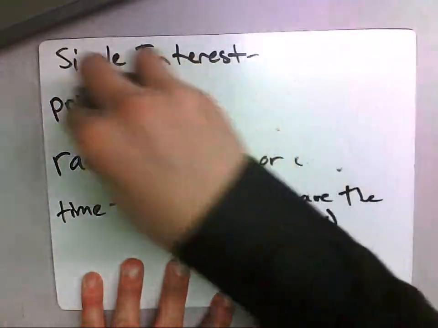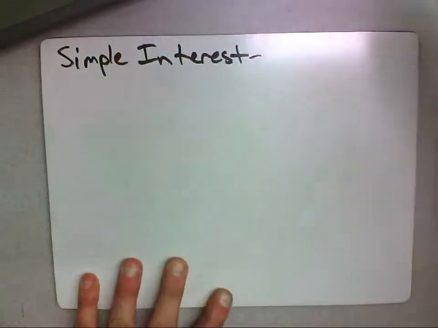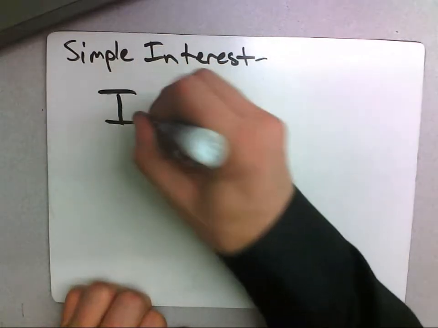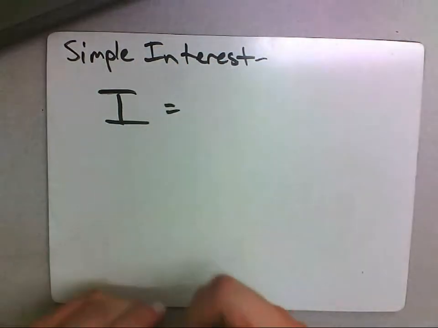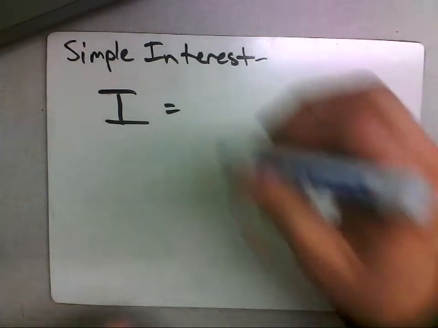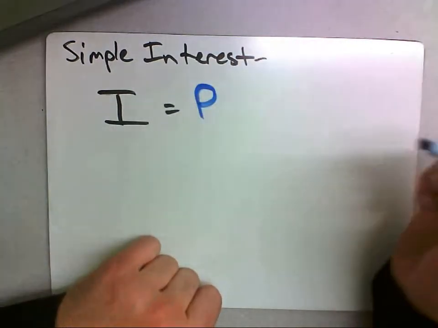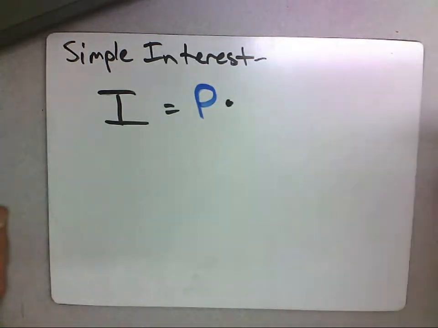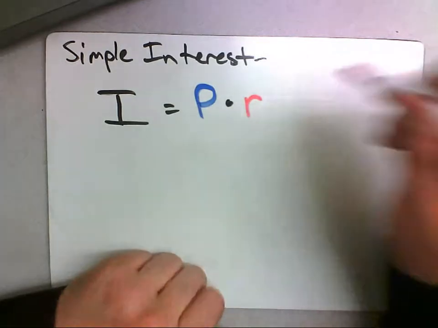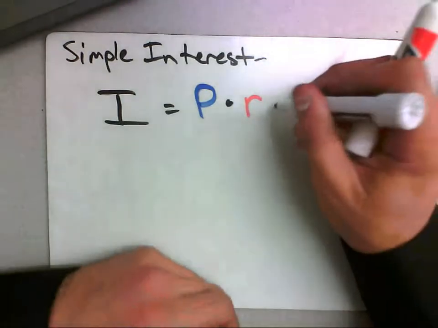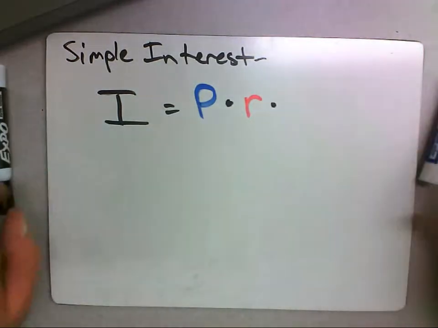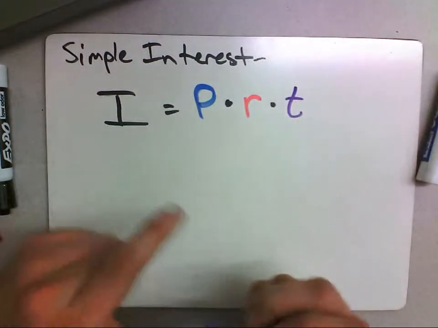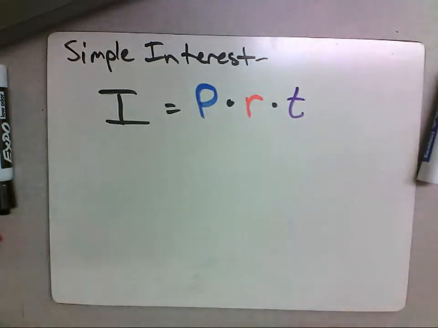Let's erase all this. The simple interest formula is really just I is equal to, let's color code a bit, the principal, P, times R, or rate, times, let's see, what color do I like? How about purple? Times time. I equals PRT.